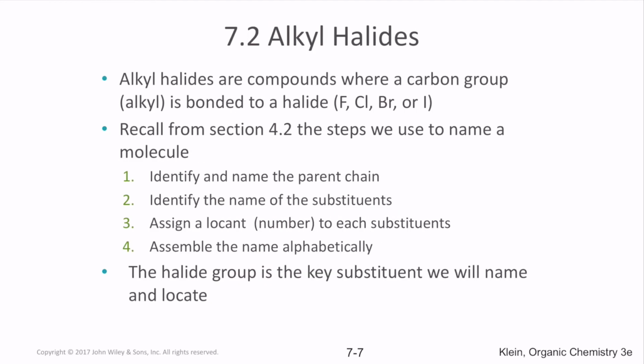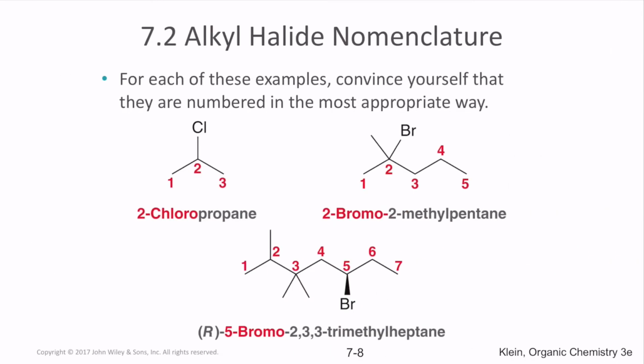Now, alkyl halides are generally compounds where you have a carbon atom that is bonded to a halogen. The halogen here can be fluorine, chlorine, bromine, or iodine. Now, recall the naming component here. The halide group here is the key substituent, and we will name it and locate that particular halogen. For example, here the chlorine is on the second carbon, so we can name it 2-chloropropane. There are 3 carbons here, and you have 5 carbons here and a bromine on the second carbon, so 2-bromo-2-methylpentane.